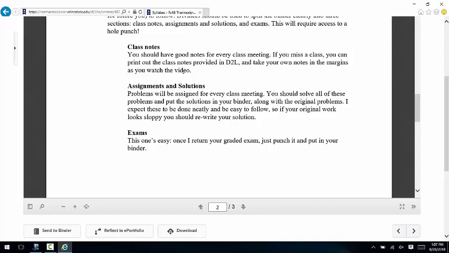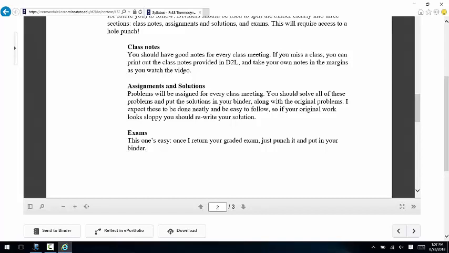Mostly when you miss classes, if you print out the PDFs and watch the lecture video and take your own little notes in the margins, on the notes or on the way that I'm doing things, that's fine with me. I can live with that. As long as the writing is legible, I don't have any problem with that as your notes.